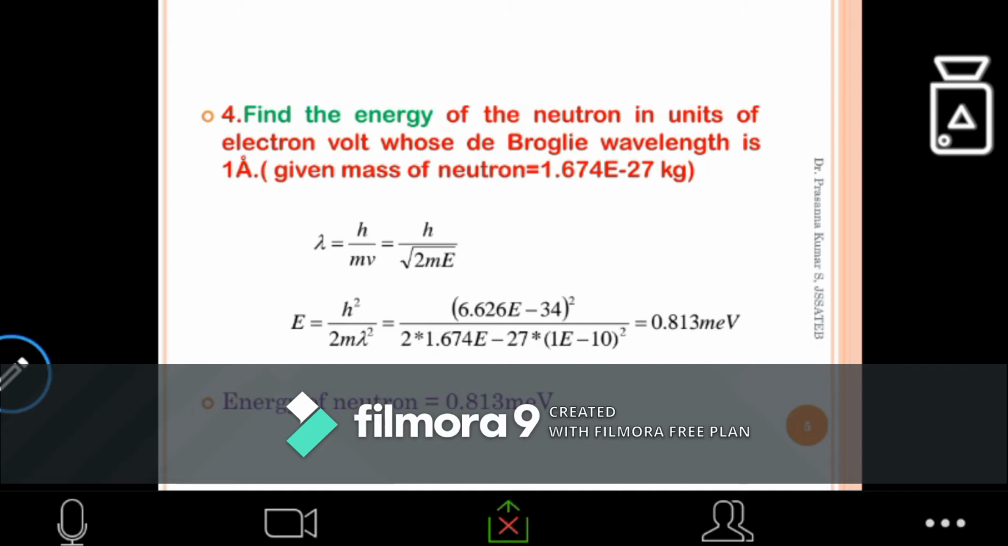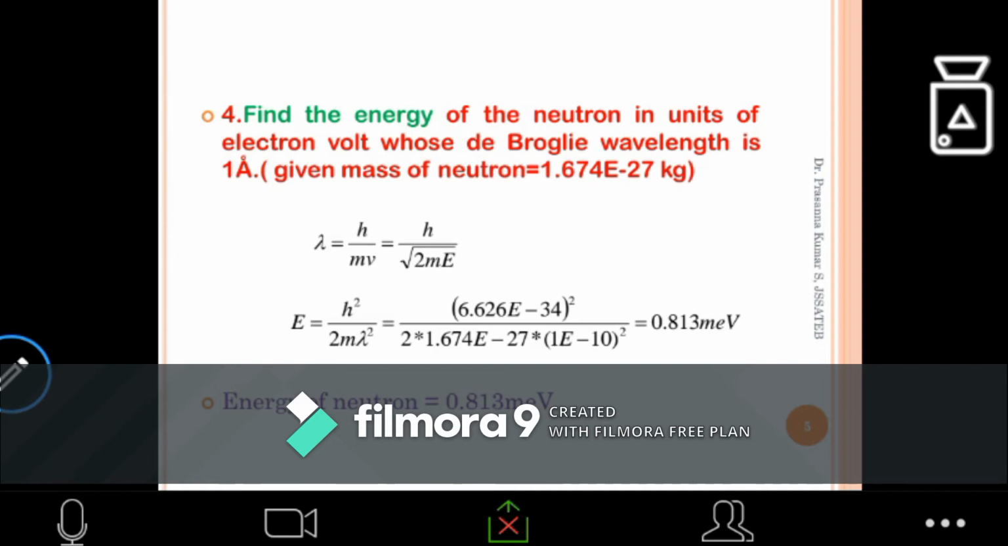Find the energy of the neutron in units of electron volt, whose de Broglie wavelength is 1 angstrom. So the numerical here, the mass of the neutron is given. So given the mass of the neutron and the de Broglie wavelength equal to 1 angstrom, calculate the energy. What is its probable energy? So use the same formula, lambda equal to h by mv, that is equal to h by root of 2me.